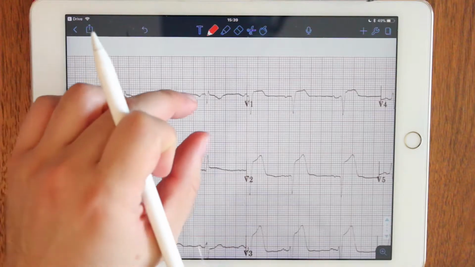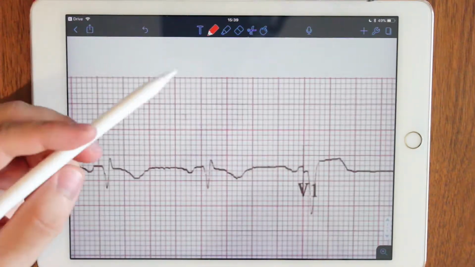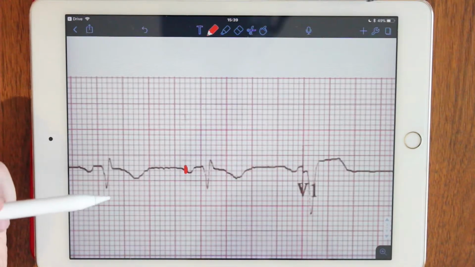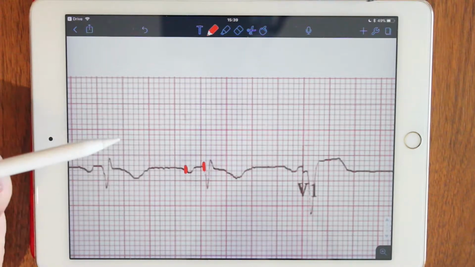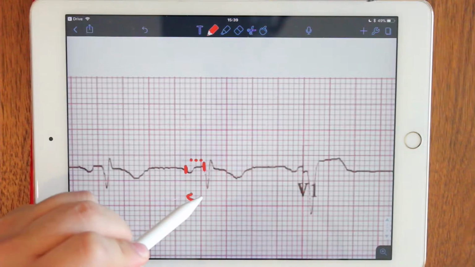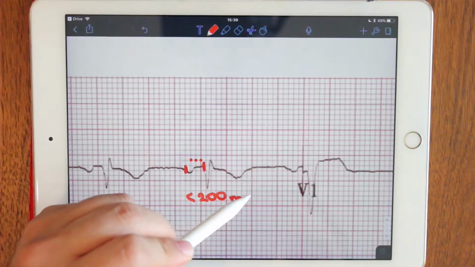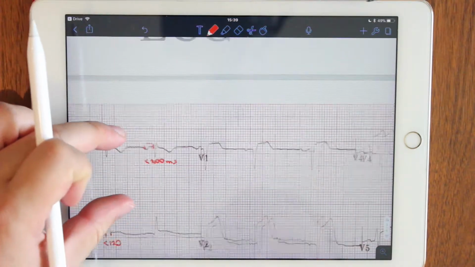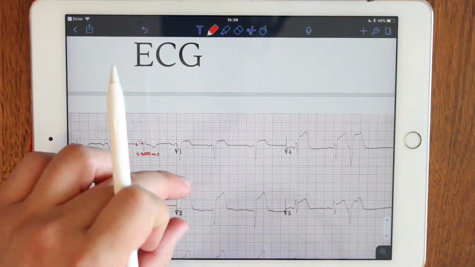PR interval. Here's the beginning of the P wave, the beginning of the R wave. That is 1, 2, 3.5, so that is less than 5 small boxes or 200 milliseconds, so that too is normal. Now let's look at ST segment.